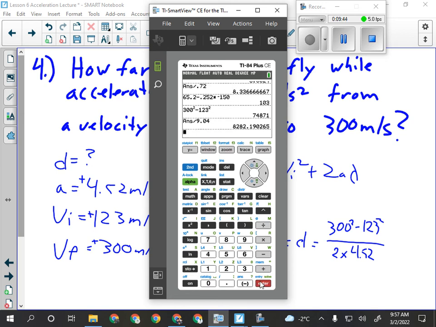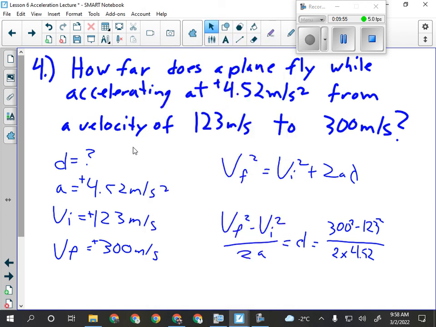All right, it's going to travel 8.3 times 10 to the, no, we have three significant figures. 8.28 times 10 to the 3 meters. Okay? Because that's not a very high rate of acceleration for a plane, okay? And it's a big change in velocity. It's more than doubling its velocity, so it would fly at over 8 kilometers in doing that more than likely.